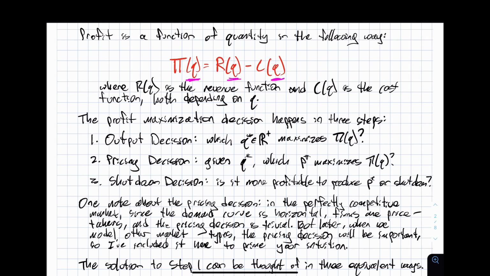Okay, so here are the 3 steps. The first is we choose output. We're going to choose our output Q as a positive number that maximizes our profit. Second, once we've found Q star, which is our profit maximizing quantity, we're going to choose a P that maximizes profit. For the perfectly competitive firm, this is going to be easy.